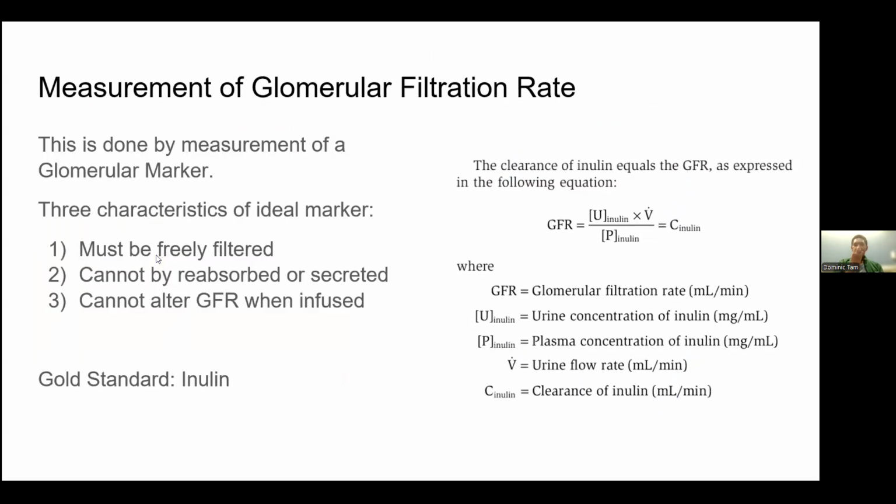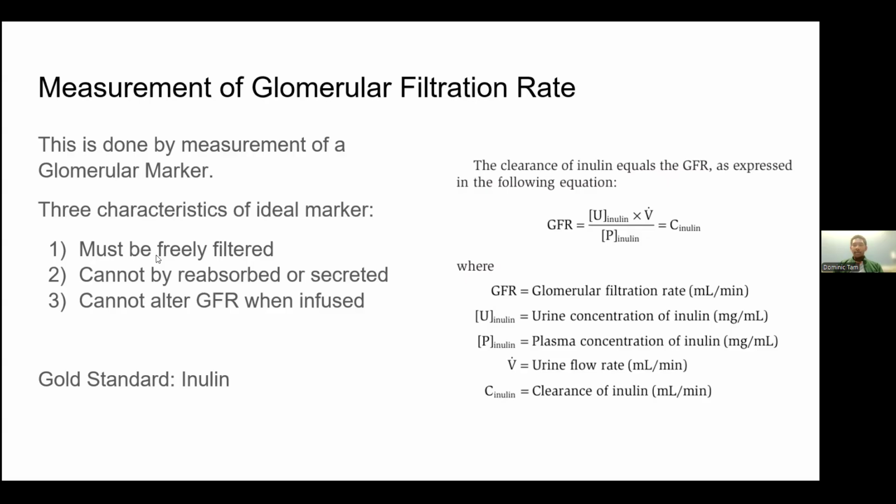So, measurement of the glomerular filtration rate. Ideally, this is done by measurement of a glomerular marker. The glomerular marker gold standard is a substance called inulin, and this is a fructose polymer with a molecular weight of about 5,000 daltons. Inulin is used because it exhibits three characteristics of an ideal glomerular marker. Number one, a glomerular marker must be freely filtered across the glomerular capillaries with no size or charge restrictions. Number two, it cannot be reabsorbed or secreted by the renal tubule. And three, when it is infused, it cannot alter the GFR.